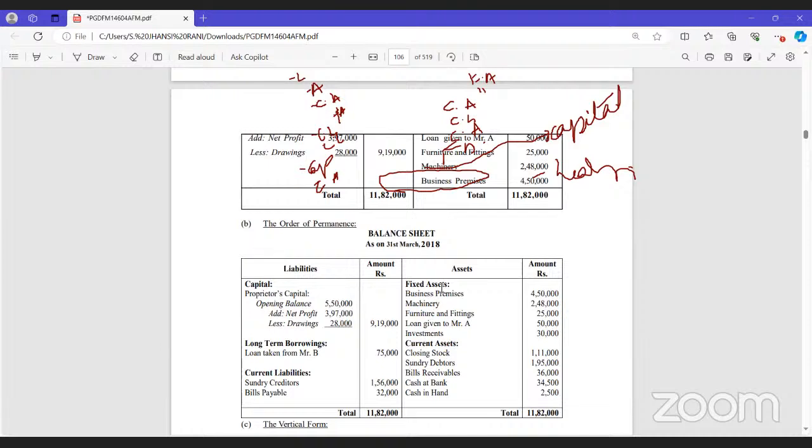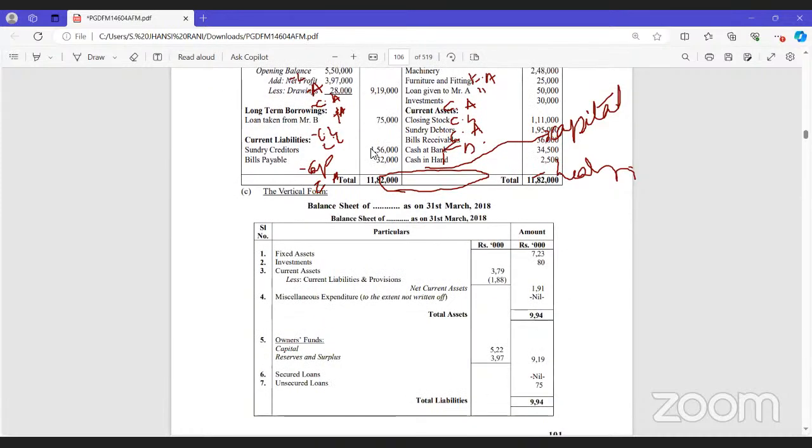And under fixed assets, we have business premises, machinery, furniture and fittings, loan given to Mr. A, and investments. And under current assets, we have closing stocks. So this is in the order of permanence. Whichever are with the organization for a longer period will be written first, and which are going to be cleared off or received within a short period will be written last.